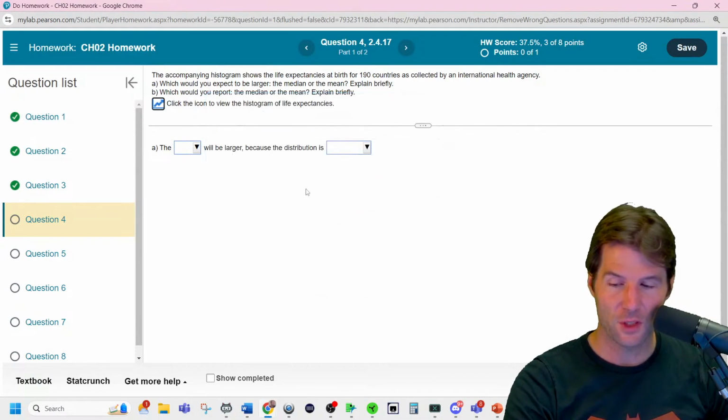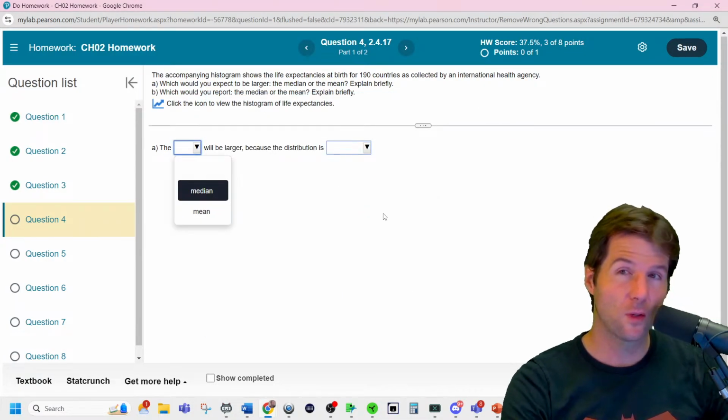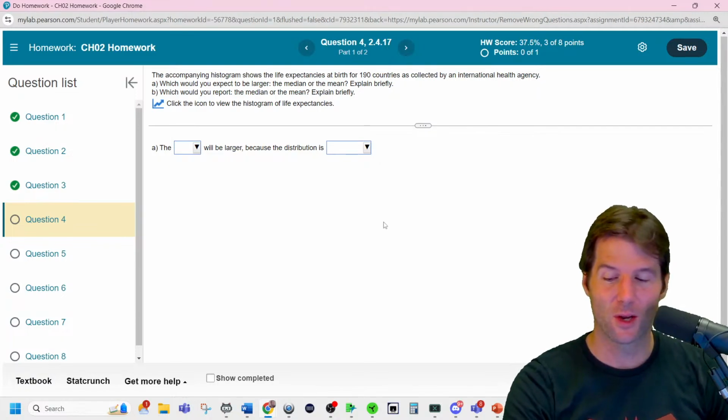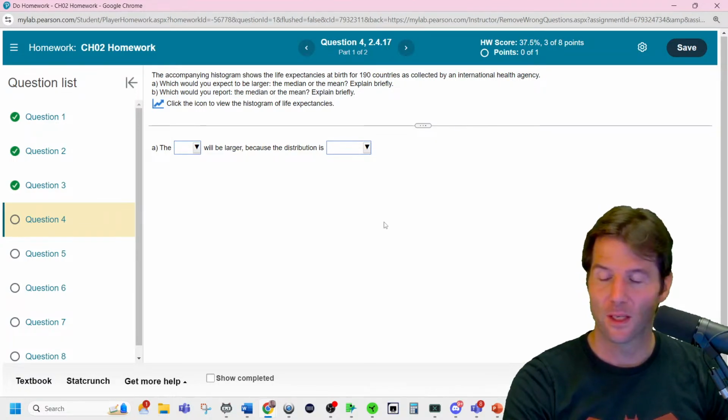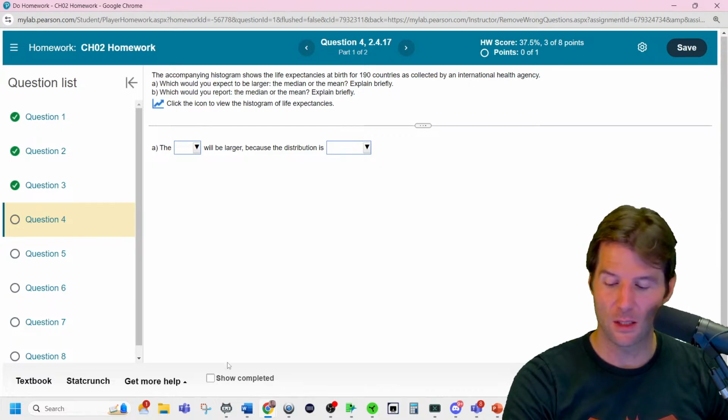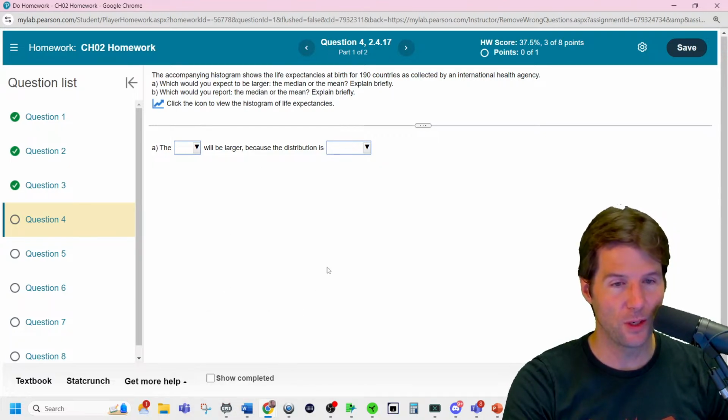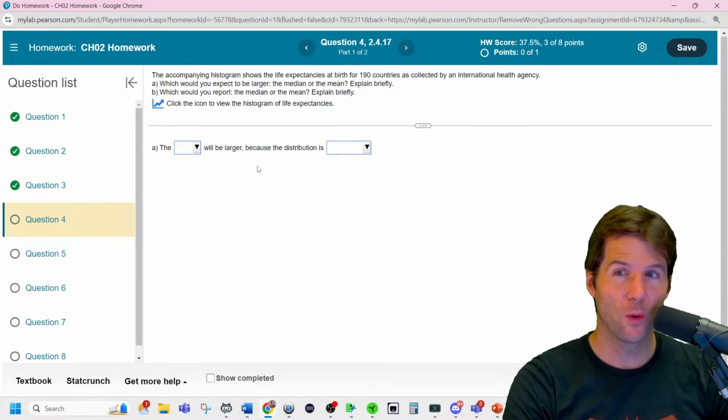And so we got a left skew monster man. And so if it's skewed, this is a really good question. What happens to the mean? Yeah, let's do that. If it's skewed, the mean does what? If it's skewed, the accompanying histogram? Cool, we'll go do those. The mean will go where?